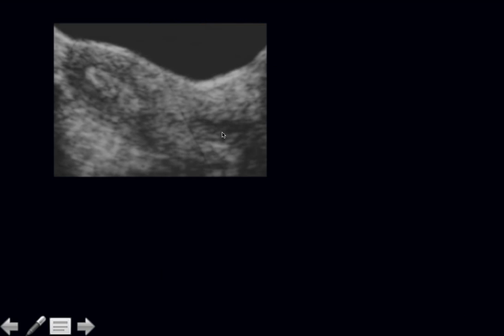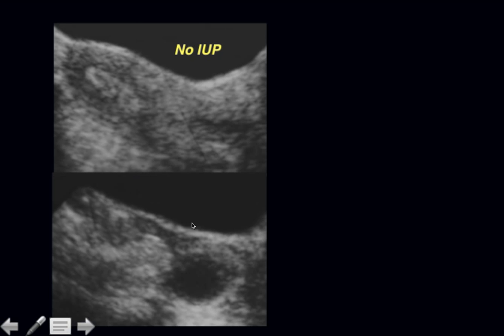So here on a transabdominal sonogram, we see the uterus well. We can see the endometrial cavity. We do not see an IUP. We look into the adnexa. We see an adnexal ring. We realize that the adnexal ring is not the end-all and be-all of the diagnosis of ectopic pregnancy, but it does give us a focus for our endovaginal exam.